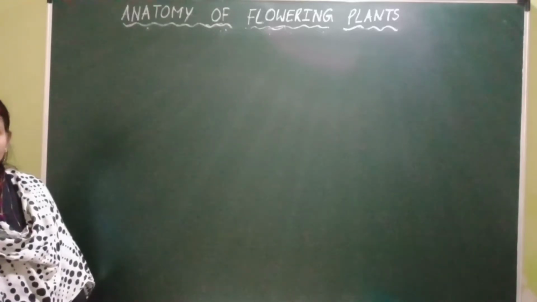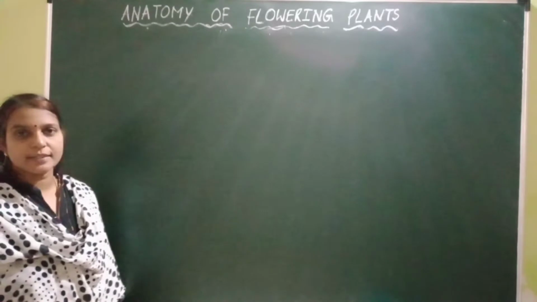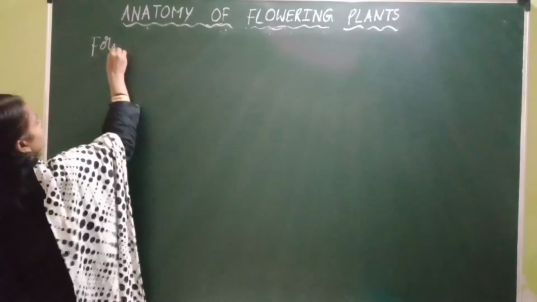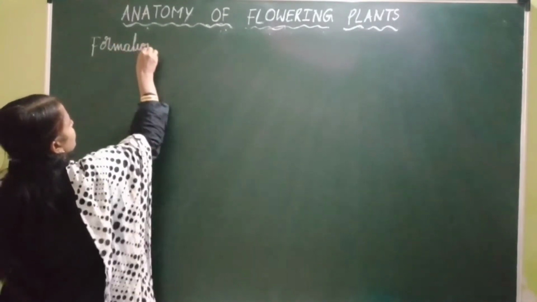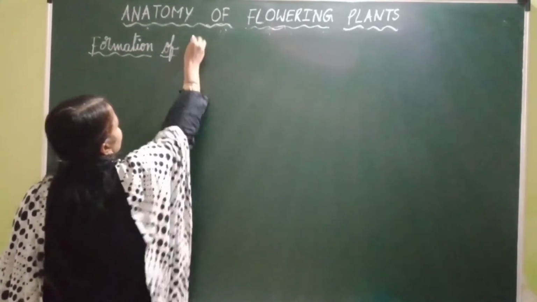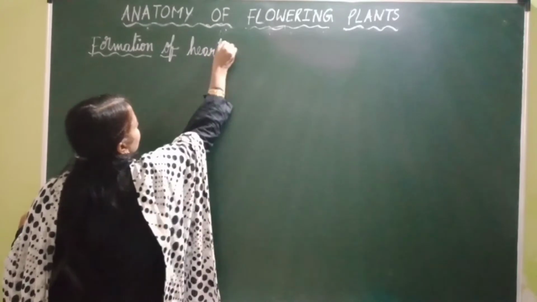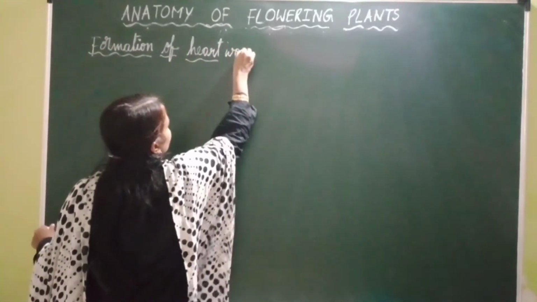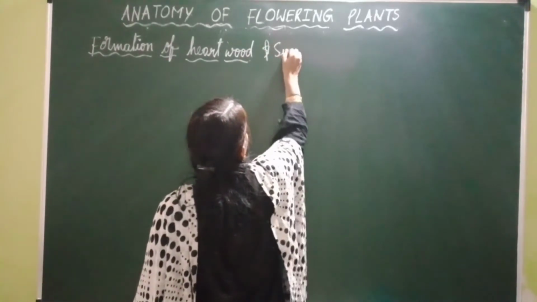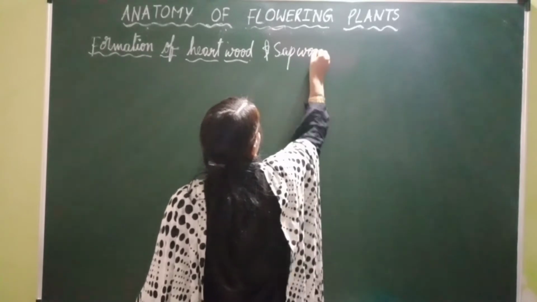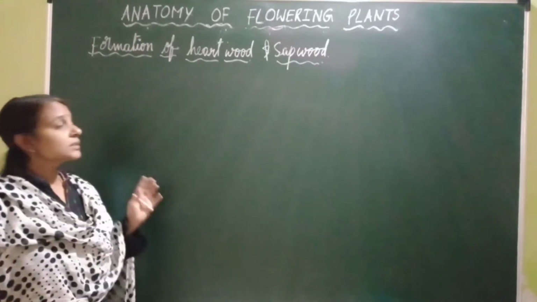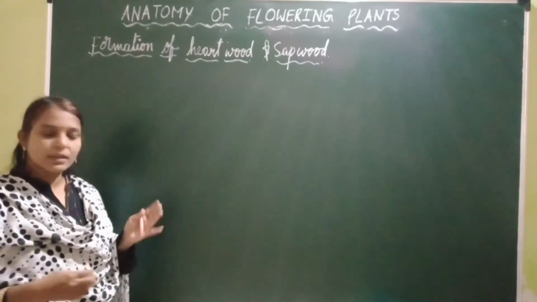Okay, now let's study the formation of two types of wood, that is heartwood and sapwood. So formation of heartwood and sapwood. Right. So I'll be explaining this formation of heartwood and sapwood by making a diagram.